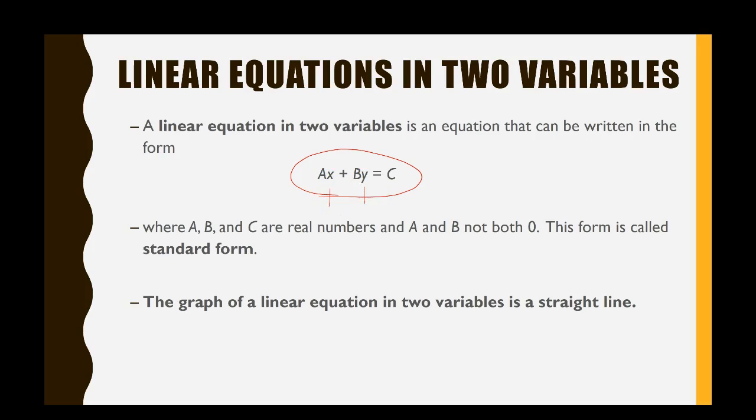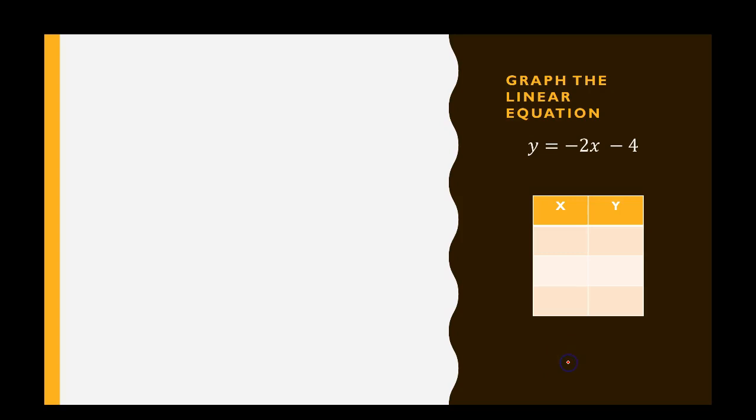And then A, B, and C, when we're looking at this form here, which is classified as standard form, are just representing real numbers. So those could be positive, negatives, fractions, decimals, whole numbers, it doesn't matter. And these linear equations are exactly how they sound. Linear is a line, and that's exactly what it's going to make for us, a straight line. So let's look at how we graph these linear equations using the XY table.